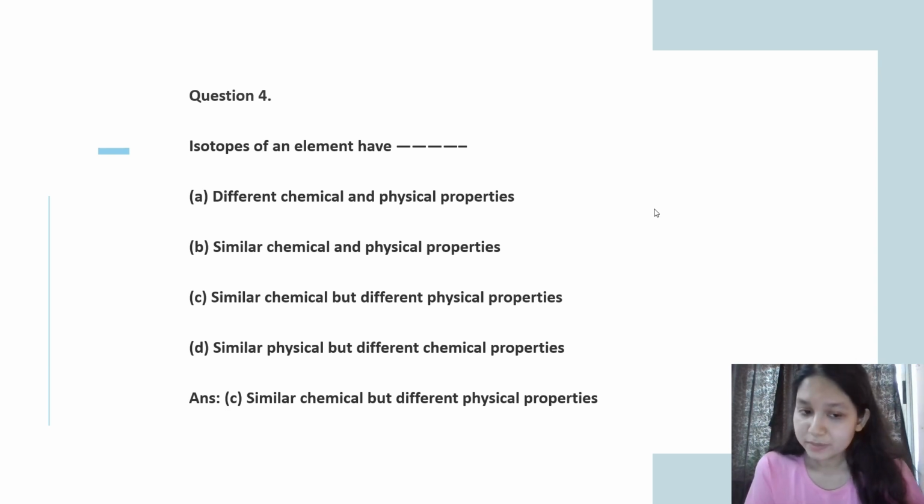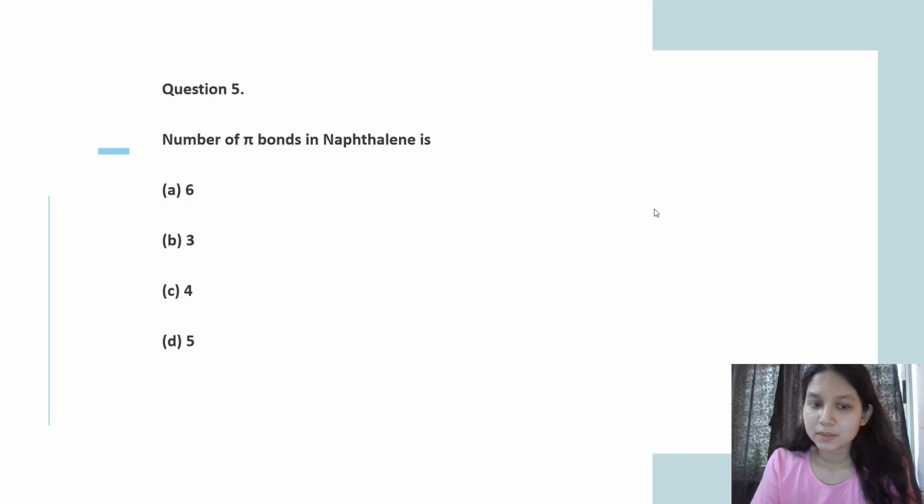Is it clear to everyone? I hope no one has any doubt on this. Okay. So let's move to the next question. This is a very easy question. Number of pi bonds in naphthalene molecule is 6 or 3, 4 or 5. For that you all will have to know the structure of naphthalene. So how many of you know the structure of naphthalene?